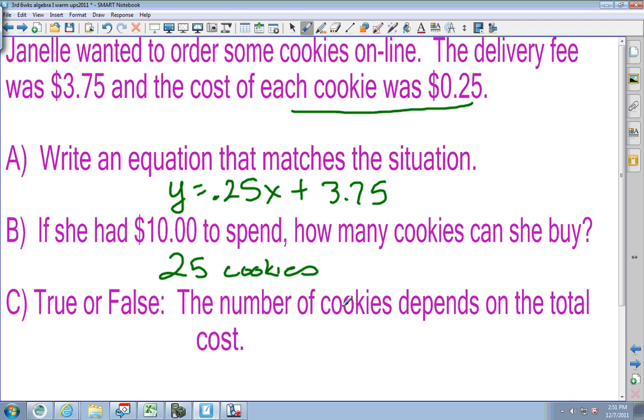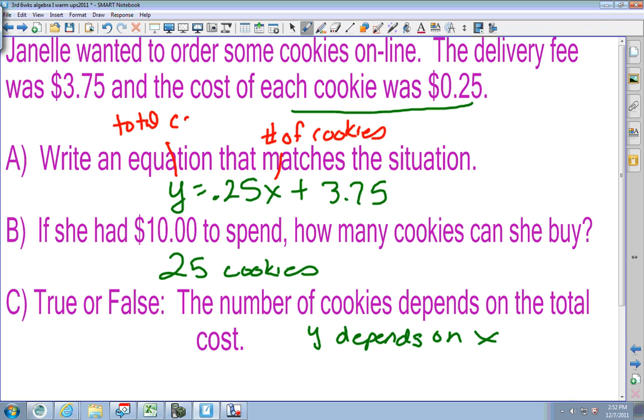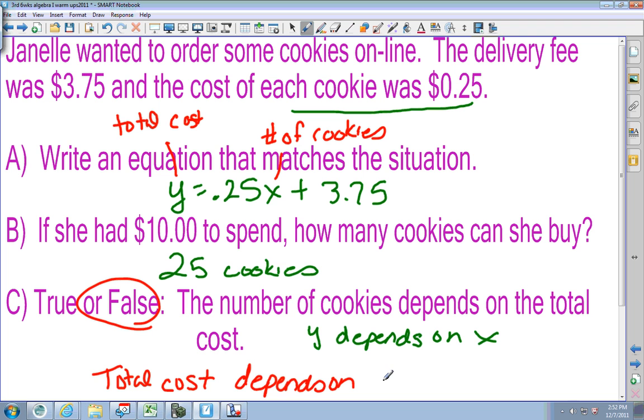Now this says the number of cookies depends on the total cost. Remember, it is y depends on x. What is this y and what is this x? The x is the number of cookies. The y is the total cost. So this is false because it should be the total cost depends on the number of cookies.